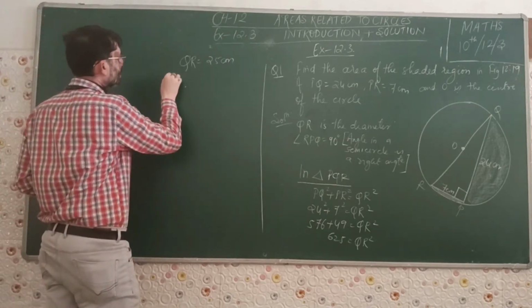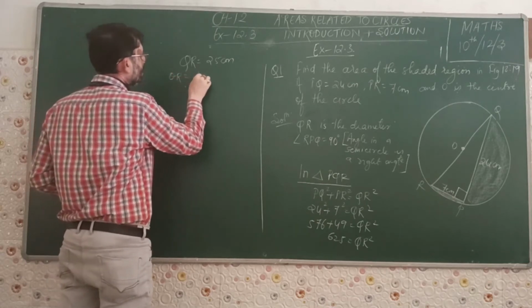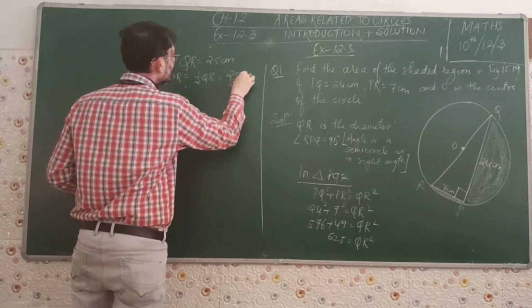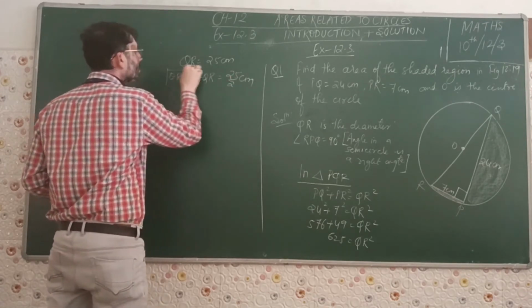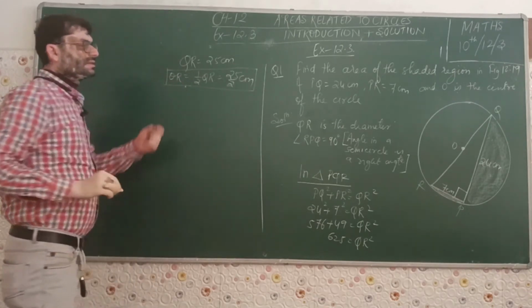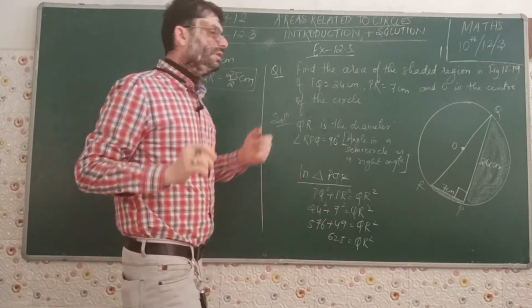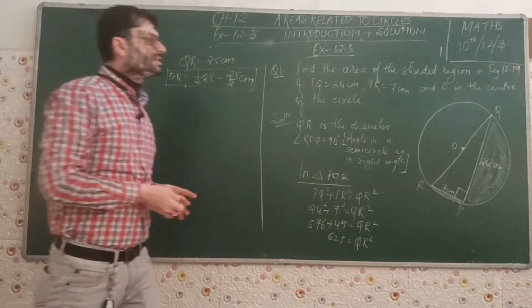So the radius, OR, is half of QR, that is equal to 25 by 2 centimeters. So we have got the radius of the circle, but we haven't got the area of the shaded region yet. Now we'll talk about the area of the shaded region.